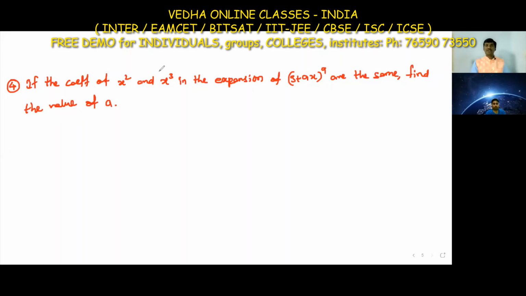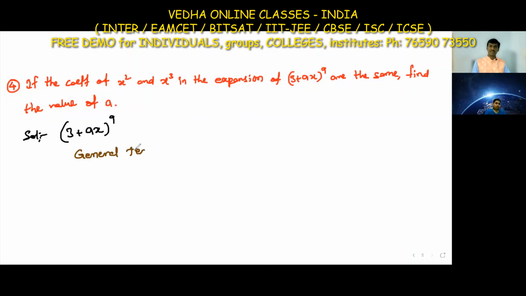If the coefficients of x square and x cube in the expansion of (3 plus ax) whole power 9 are the same, find the value of a. Okay, so what is given here? The given binomial term is (3 plus ax) whole to the power 9. What is the general term formula?